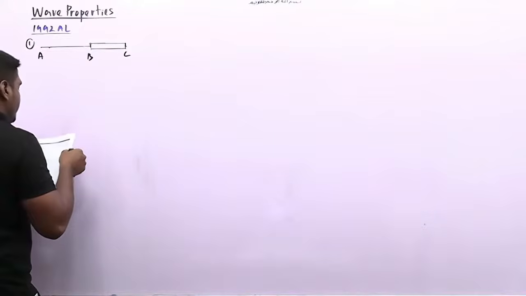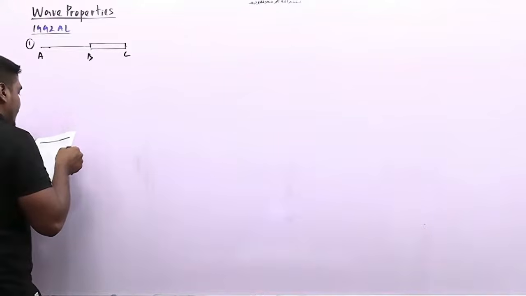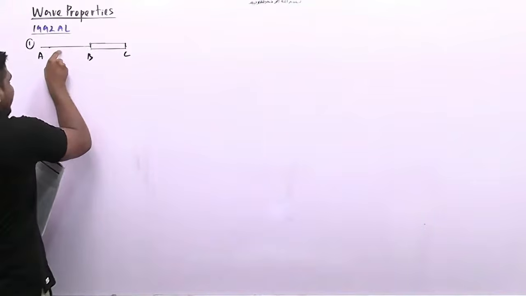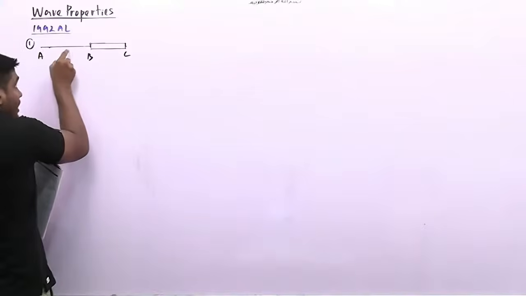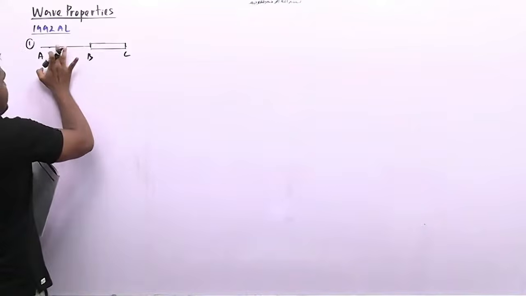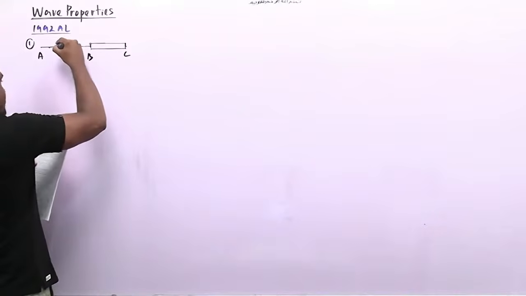Then a pulse is set up in the string and it moves to the right along AB as shown in the figure. Now there is a wave pulse. It is propagating through the string AB in the right-hand direction.